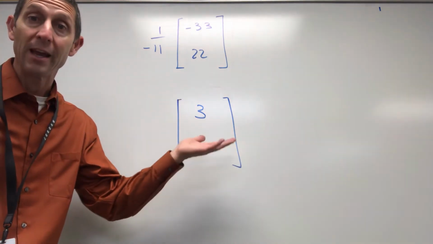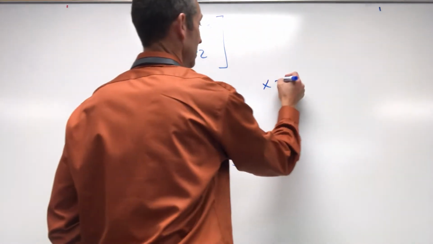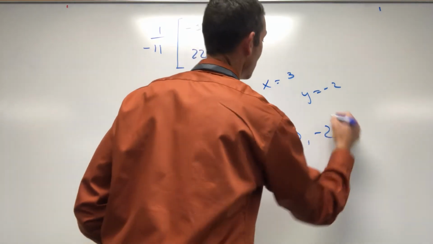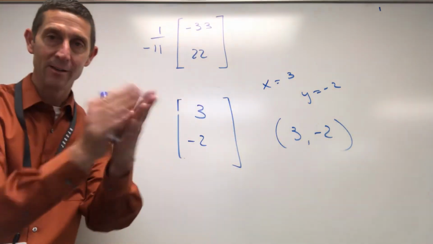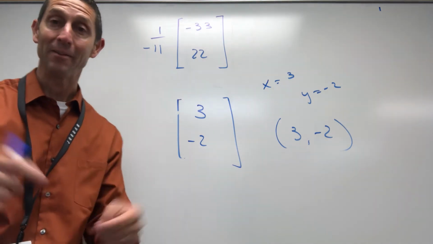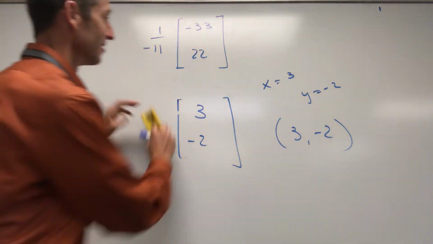There you go. X, Y. X equals 3, Y equals negative 2. Write it as an ordered pair. Matrix algebra. Okay, I'm game for trying another one. Let's go.